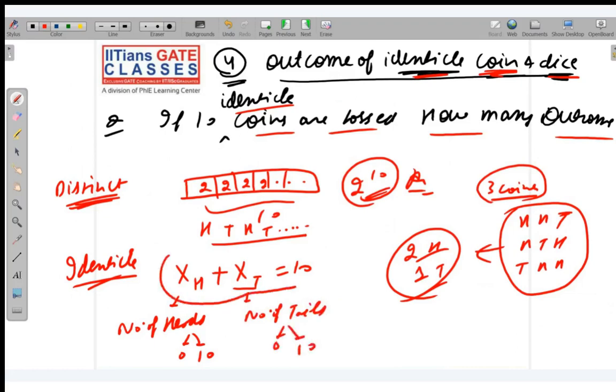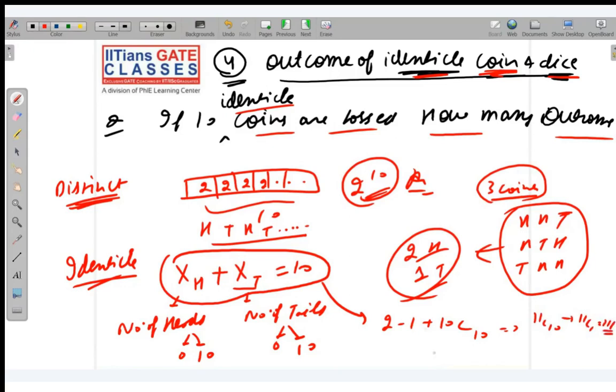So I think we have got the equation, non-negative integral solution of this. So I will simply apply the formula, n minus 1 plus r C r. What is n? 2. 2 minus 1 plus r, which is 10, C 10. Okay, so it comes out to be 11C10, or it is nothing but 11C1, and that is nothing but 11. Yes, sir.